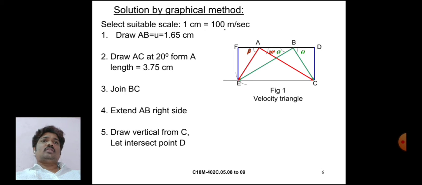The solution by graphical method. Select a suitable scale, 1 centimeter equals 100 meters per second. First, draw AB, U equals 1.65 centimeters. Second, draw AC at 20 degrees with length equal to 3.75 centimeters. Join BC. Extend AB to the right side. Draw a vertical from C and let it intersect at point D. The velocity triangle figure is as shown in this figure.